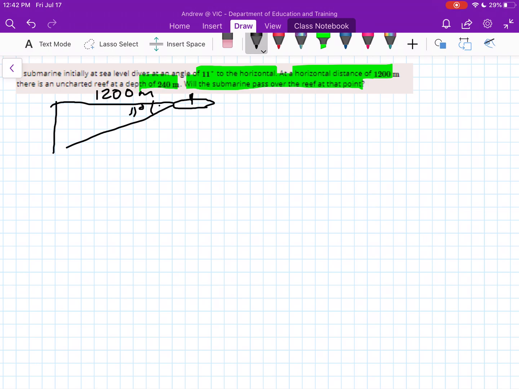So it's saying, will it pass over something that's 240 meters deep? So we need to work out what this is. And if it's above 240 meters, it won't pass over it. Okay? If it's below, it will. So we'll set this up. We've got an angle here. This is our opposite. This is our adjacent. So we need to use tan. So we've got tan theta is equal to opposite over adjacent. Okay? Just remember your TOA.